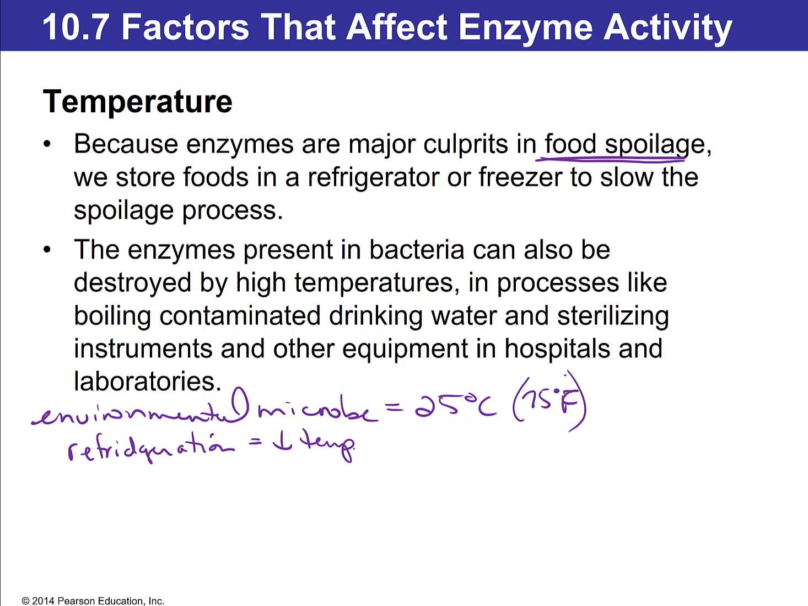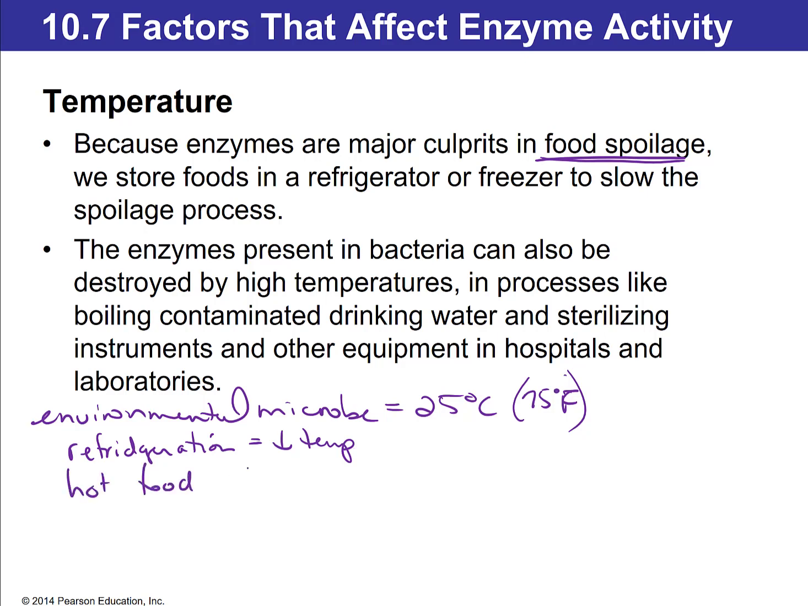Hot foods, on the other hand, you don't want them at 25 because what's going to grow? At 25 is the optimal temperature for any microbes from the environment to grow. So that'll speed up spoilage. So instead, you heat them up. So you heat them up to 45 degrees, about 120, and that's also going to lower or limit.